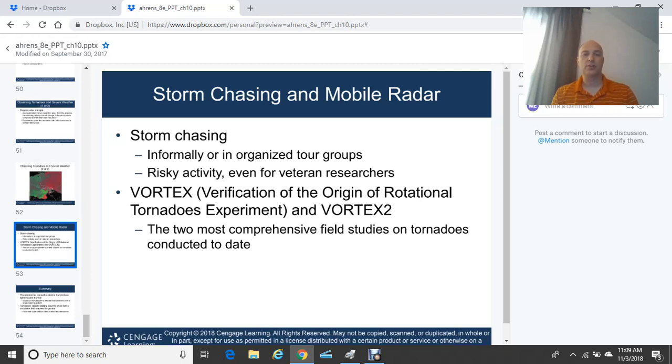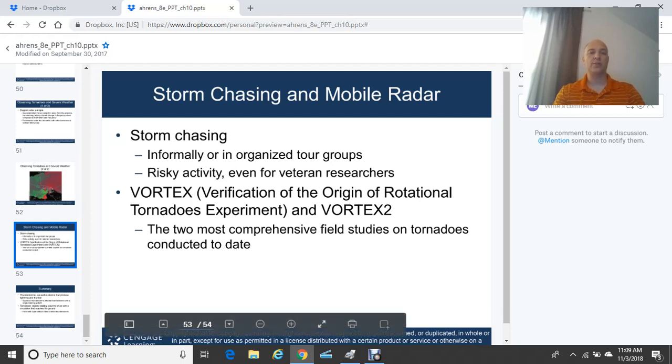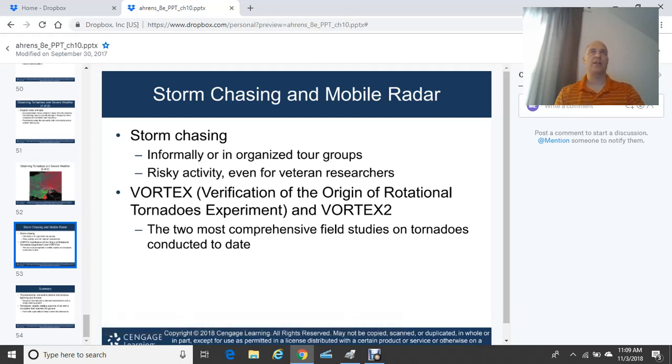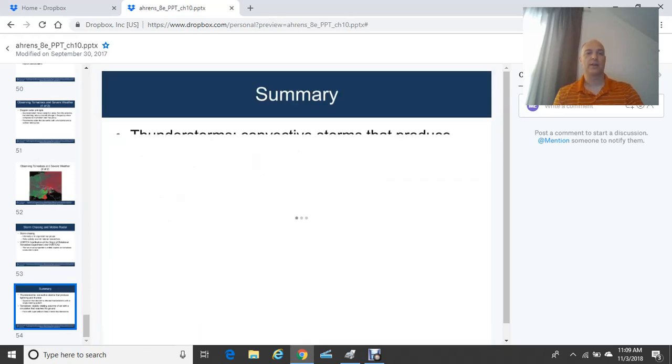So the research in the field continues to this day. We're trying to know more and more about tornadoes because obviously they could be very life-threatening events. So we're trying to really get to know more and more every day about tornadoes as much as possible. So research does continue in this area.